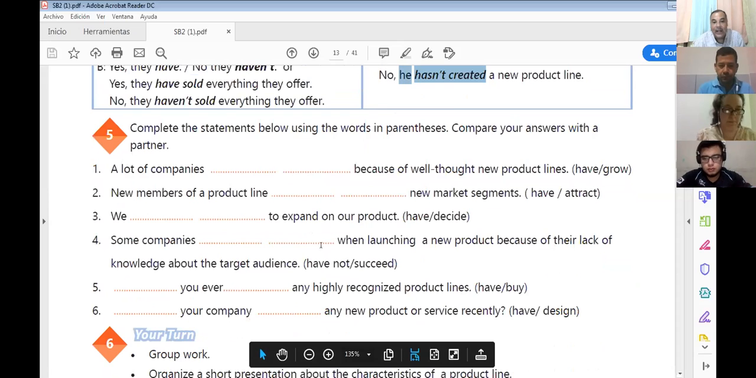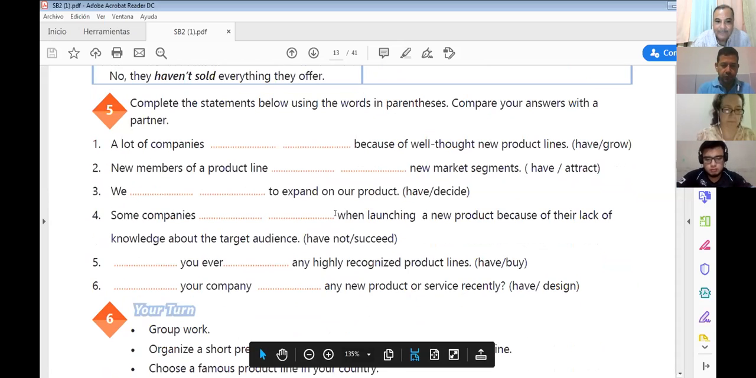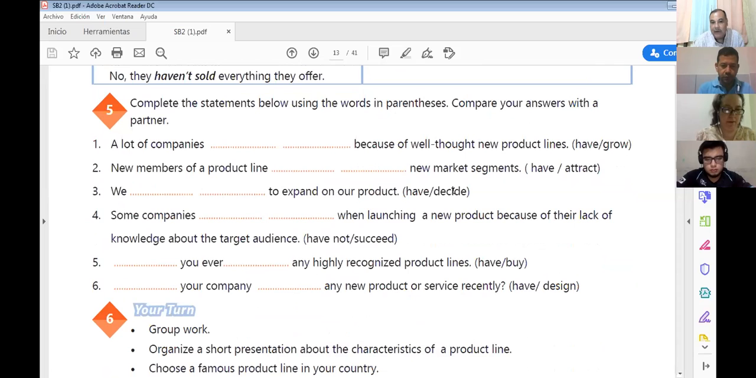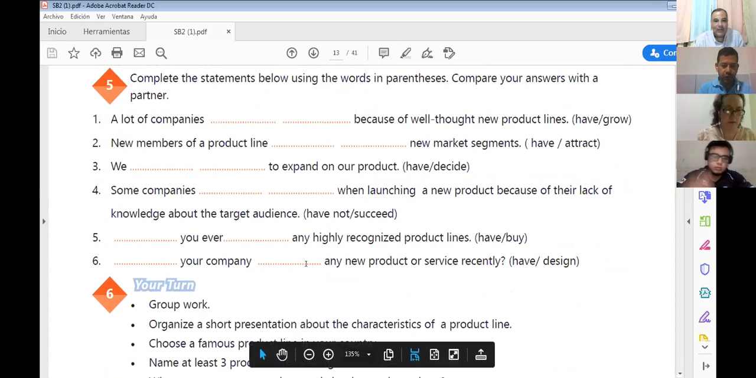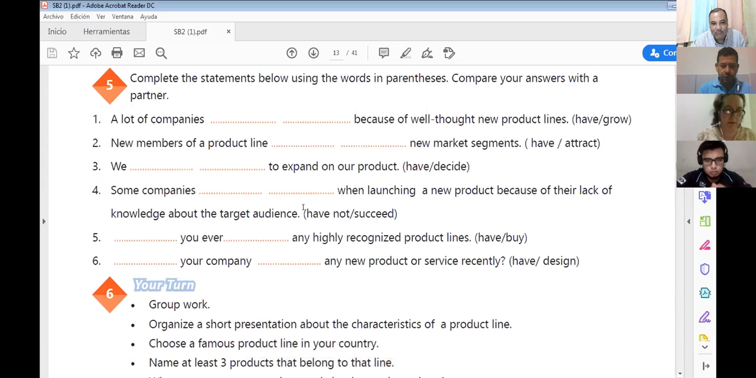Now, the thing here is I am mixing one main verb, which is decide, with another verb. And then I have to use the infinitive, which is "to", or gerunds. Okay, we will explain that later. Okay, very good. So, Bessie, number four. Remember, it's negative. Number four is negative. It's telling you right here that it's negative. And the main verb is succeed. Do you understand what is the meaning of succeed?